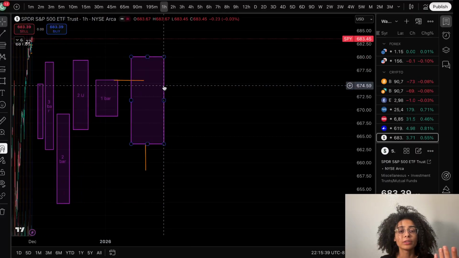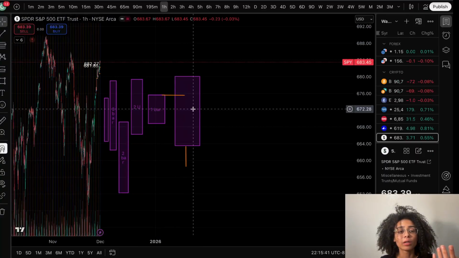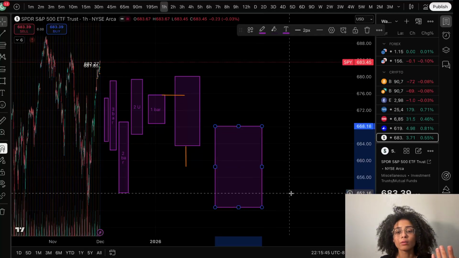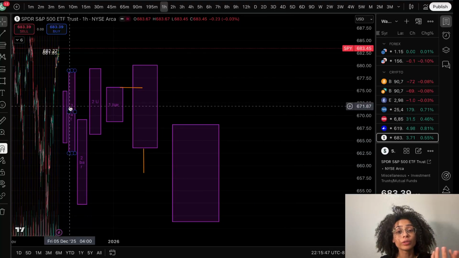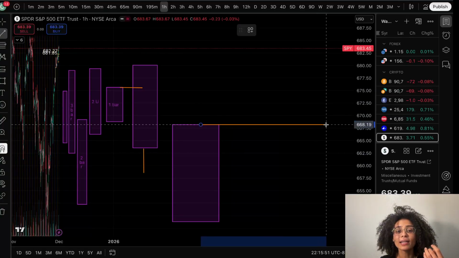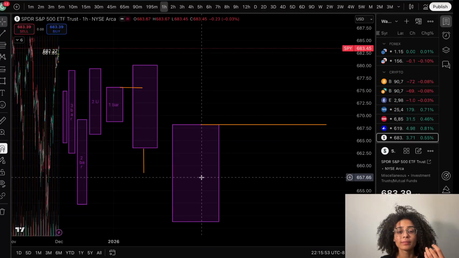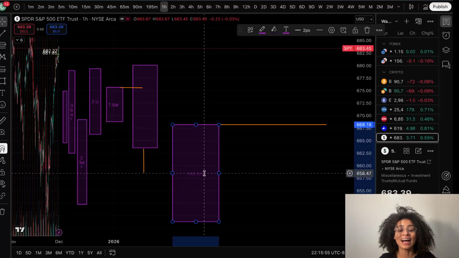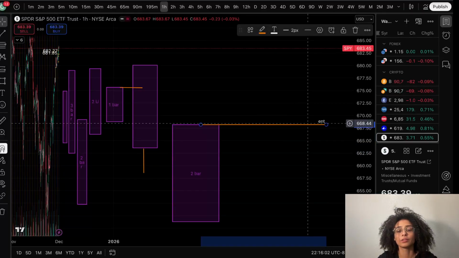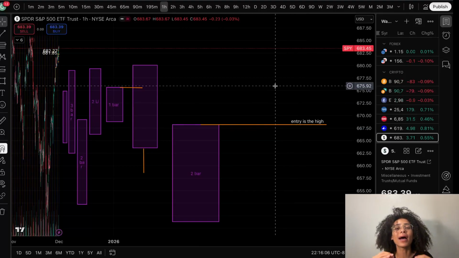So let me just show you guys again. We have a 3-bar right here, and boom, 2 down. I want to see a 3-2-2 reversal. Where's my entry at? My entry is the high of this 2-bar. Okay, the high of this 2-bar here. Entry is the high.